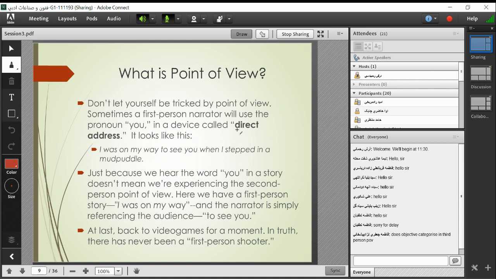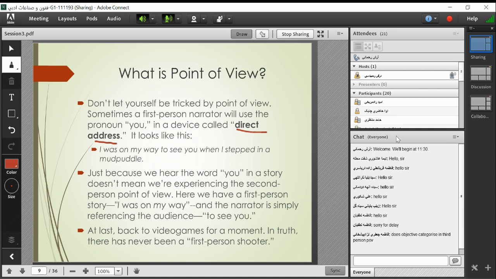Now, there's also a technique called direct address in first person narration, which sometimes, unfortunately, confuses some of the students. In other words, when there is a direct address inside the first person narration, students suddenly think, oh, well, this is not first person, this is second person. I am the hero. No, just be careful.